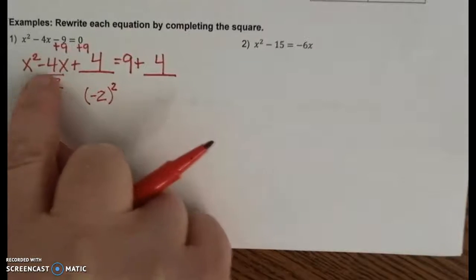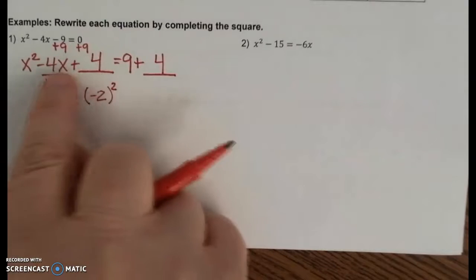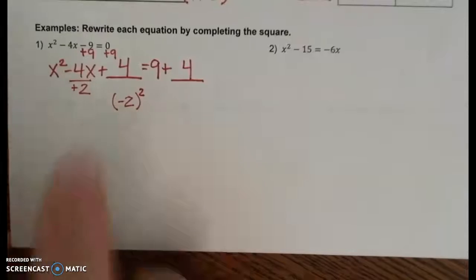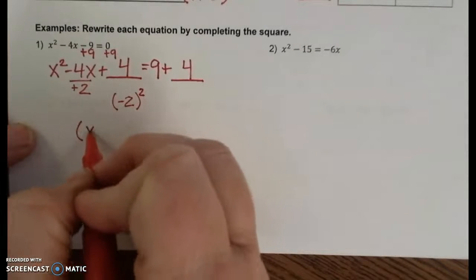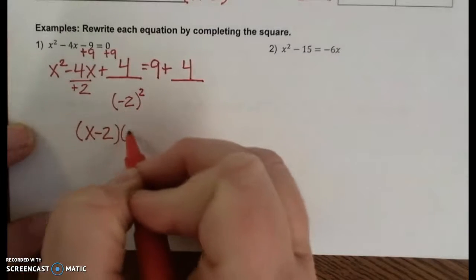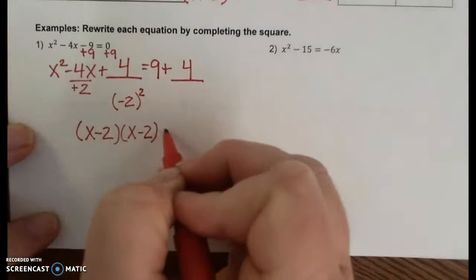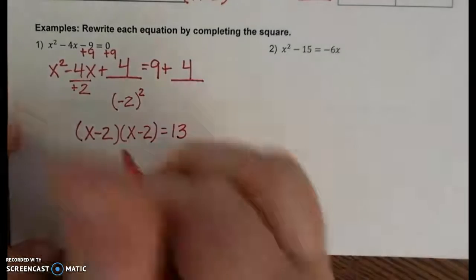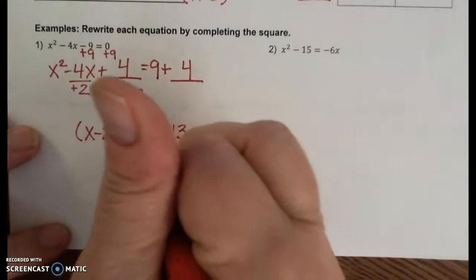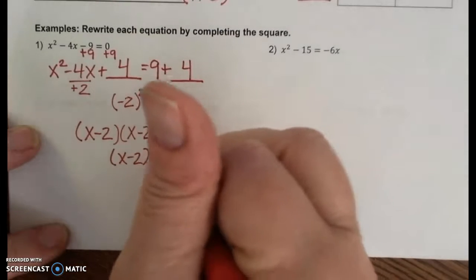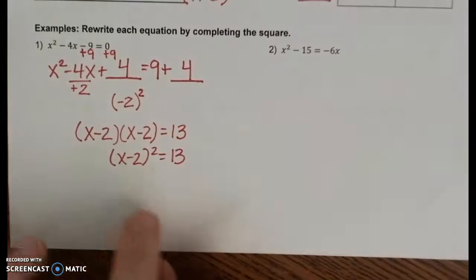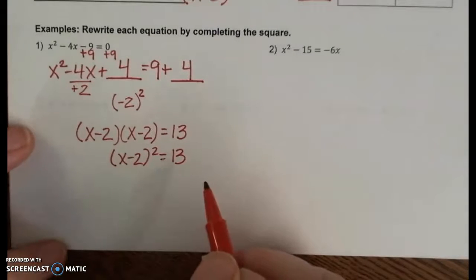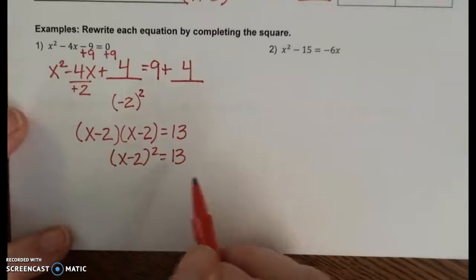Now I'm going to look to factor this, what multiplies to positive 4 but adds to negative 4. That will be negative 2. That's where this guy comes in. In factored form, that's going to be written x minus 2 times x minus 2 equals 9 plus 4 is 13. I'm going to shorten this down. X minus 2 squared equals 13. Now I have something being squared equaling a number. If I want to solve that, now we're solving by square roots, which is what we talked about yesterday.